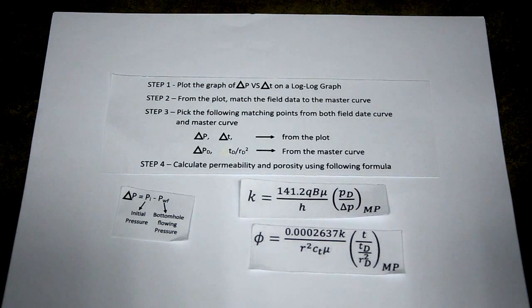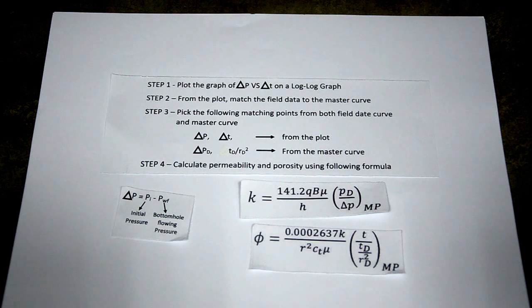When calculating the porosity and permeability, you might get a different value than the others. It is because each person picked different values for dimensionless pressure and delta P, as well as time and Td over Rd square.